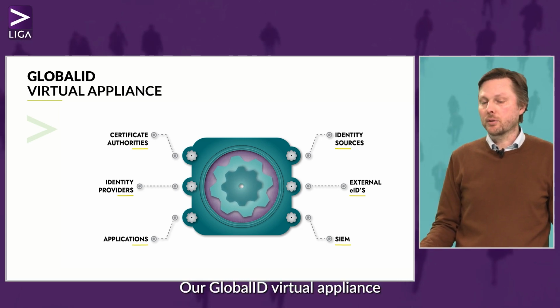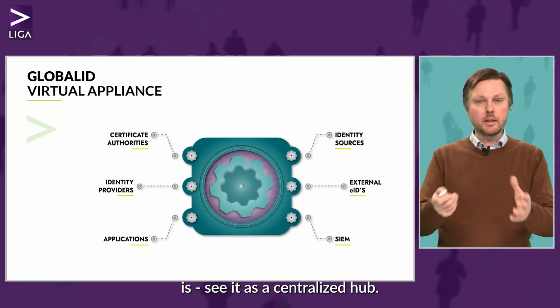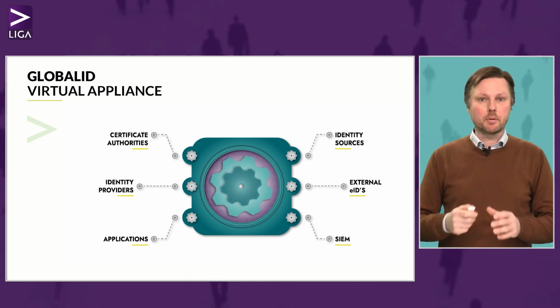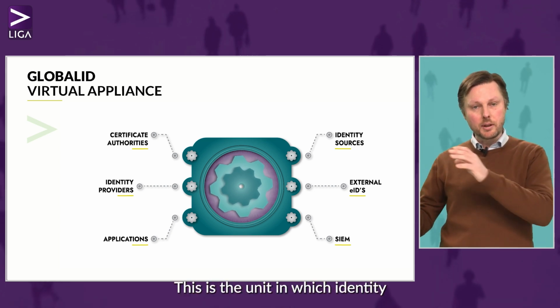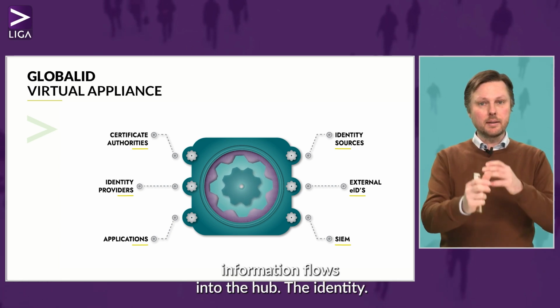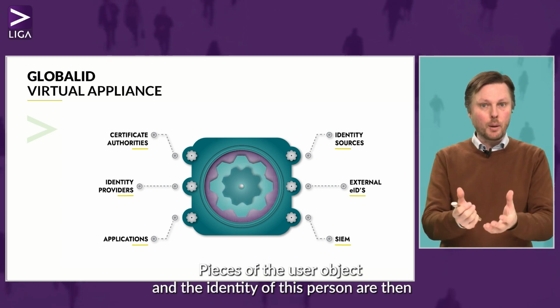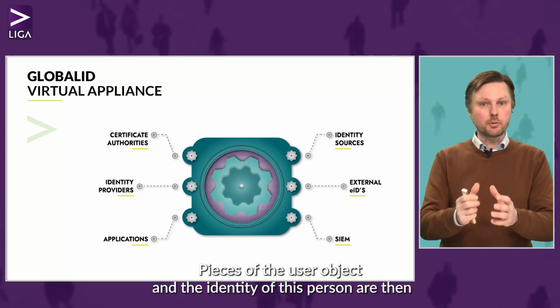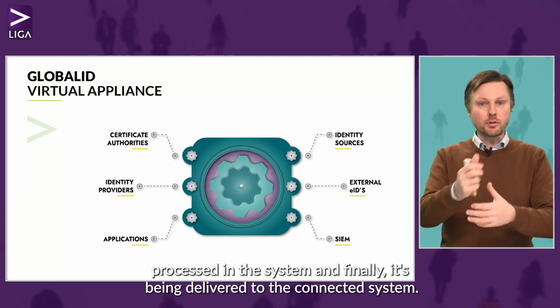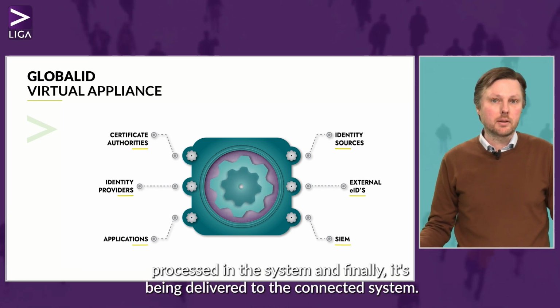Our GlobalID virtual appliance, see this as a centralized hub. This is the unit in which identity information flows into the hub. The identity pieces of the user object and the identity of this person are then processed in the system, and finally it's being delivered to the connected system.